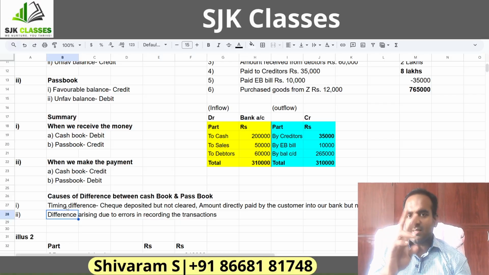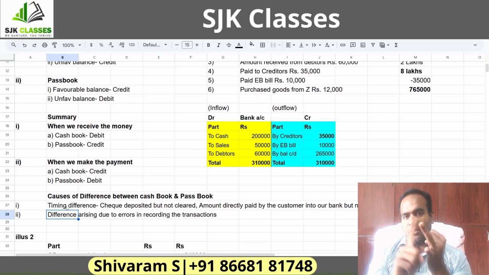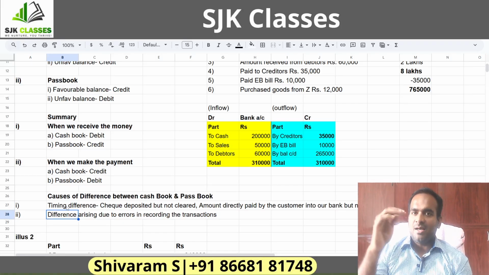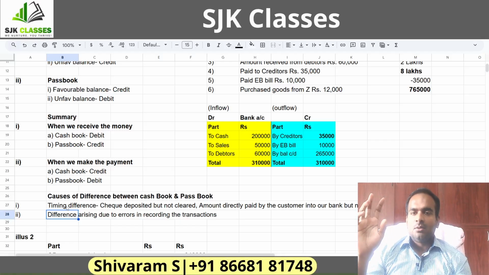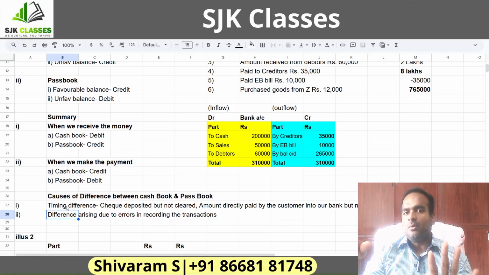So basically, the reasons for differences between cash book and passbook are because of two reasons. What are those? One is the timing difference. The other one is the errors in recording transactions. So it is because of these reasons only we'll have a mismatch between cash book and passbook. And the last and final possibility is frauds. So whenever someone is stealing money from the bank account, the bank balance will reduce immediately, but no entry will be passed in the cash book. So that type of frauds will also be found out through BRS.